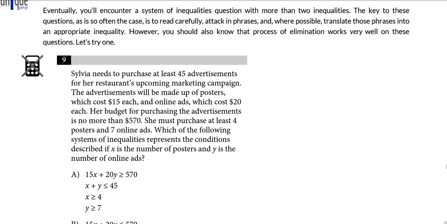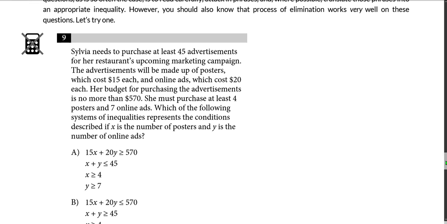On number 9, which will not be all that much different from number 19, the previous question, we just have to go through the question, take the information they are giving us, and make some inequalities out of that information. Do number 9 on your own, pause the video.